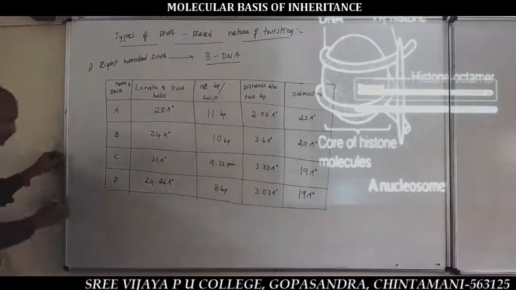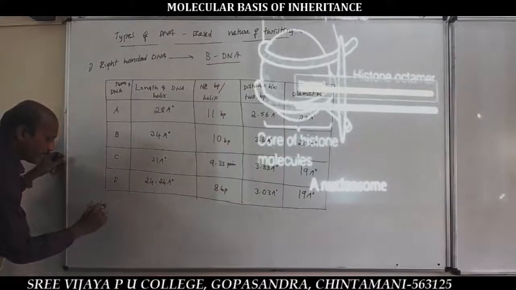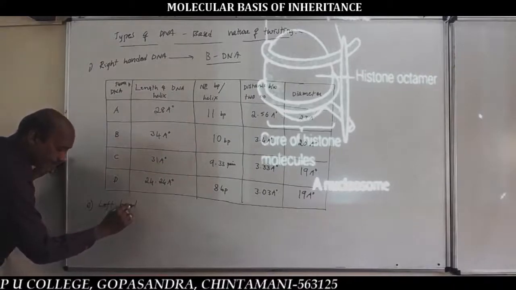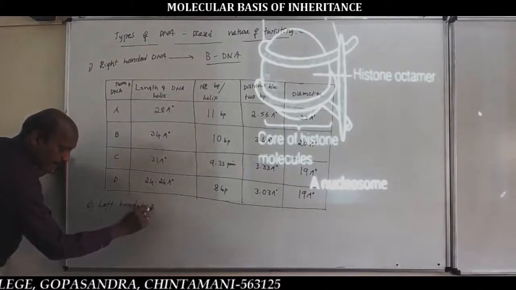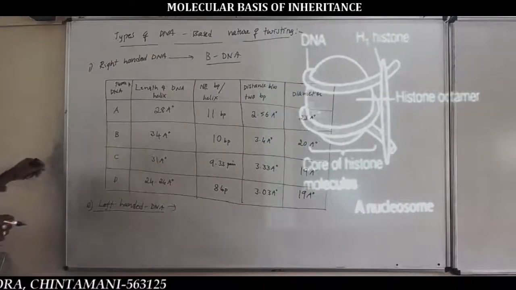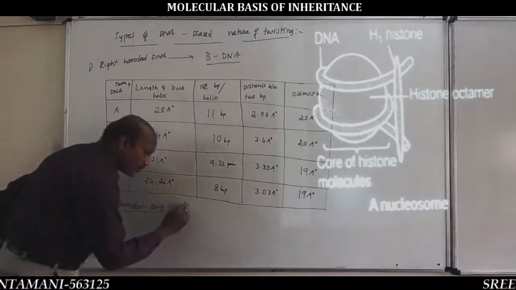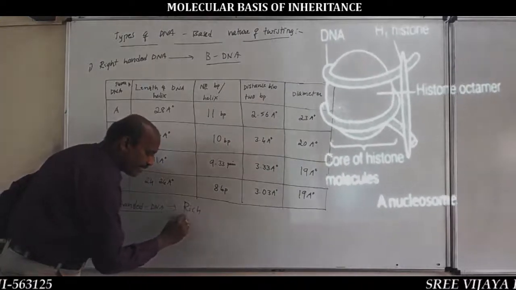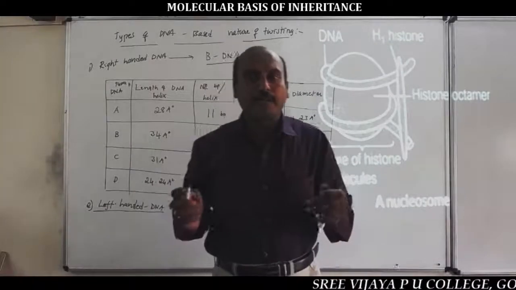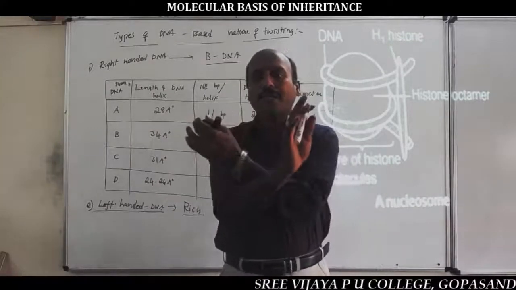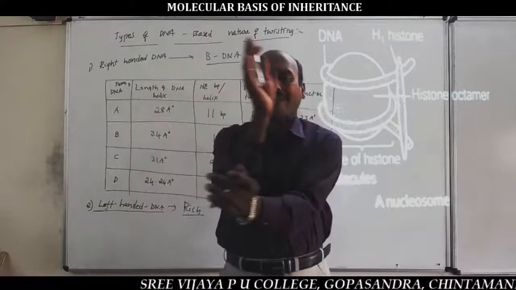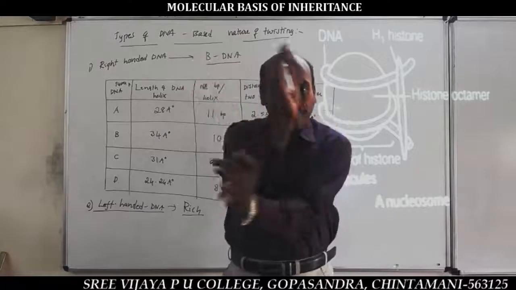While left-handed DNA was first discovered by scientist Rich, in which in this type of DNA the 2 polynucleotide chains are twisted towards left-handed direction, anti-clockwise direction.